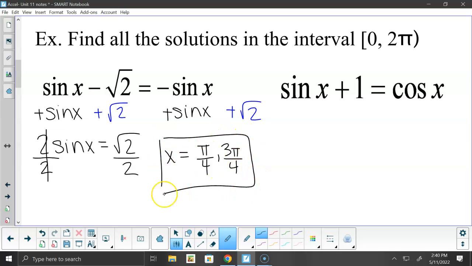So the vast majority of the time, you will always give your answers in radians. But if you knew degrees and or radians, I'm cool with that.